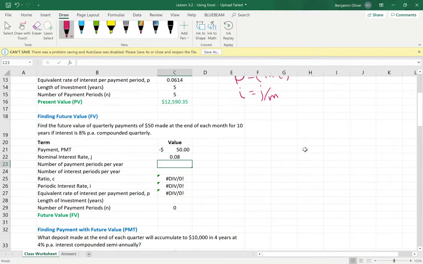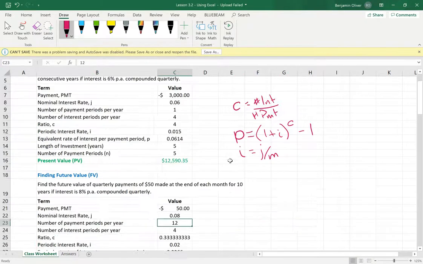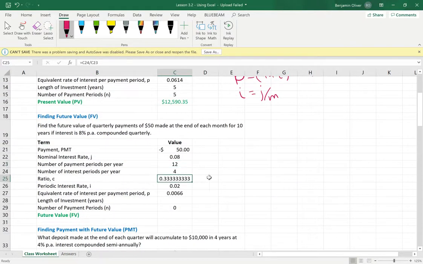Our number of payment periods per year, okay, well, this is paid at the end of each month, so it's monthly, meaning that value is 12. And our interest is compounded quarterly, meaning we have 4 interest periods per year. So you'll notice that the ratio was calculated automatically. Remember, this ratio would be the number of interest periods divided by the number of payment periods. Remember from our formula up here. So that gives you this 0.33 repeating decimal.